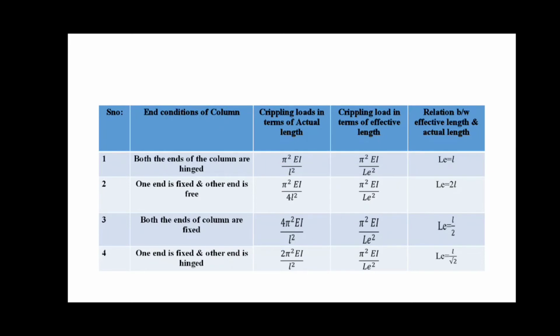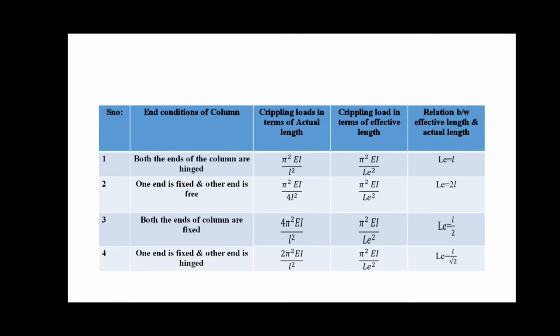We have already told that commonly for every end condition, the crippling load is expressed in terms of effective length, which is pi square EI by LE square. In this first condition, the crippling load in terms of actual length is pi square EI by L square. So what will be the relation between the effective length and actual length? LE will be equal to L.